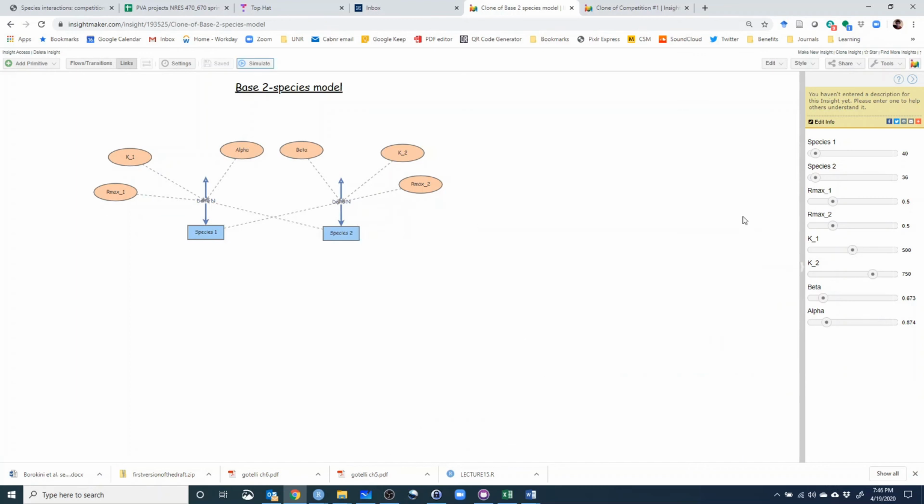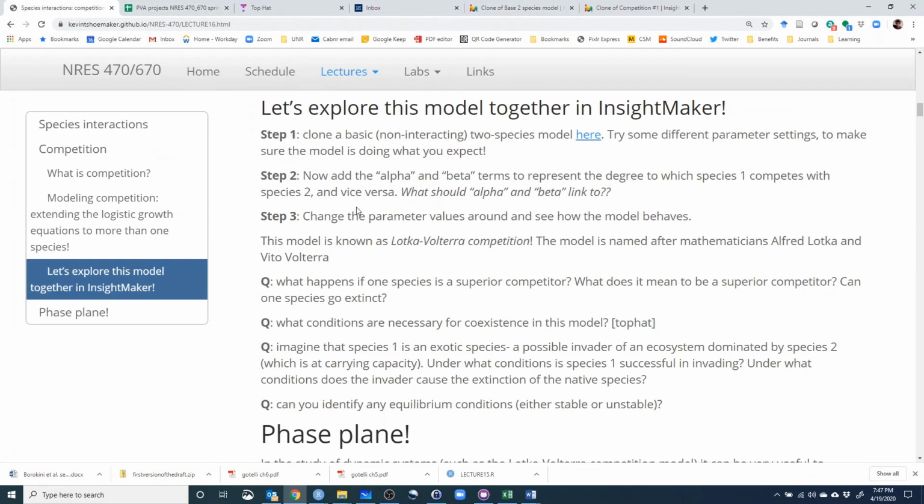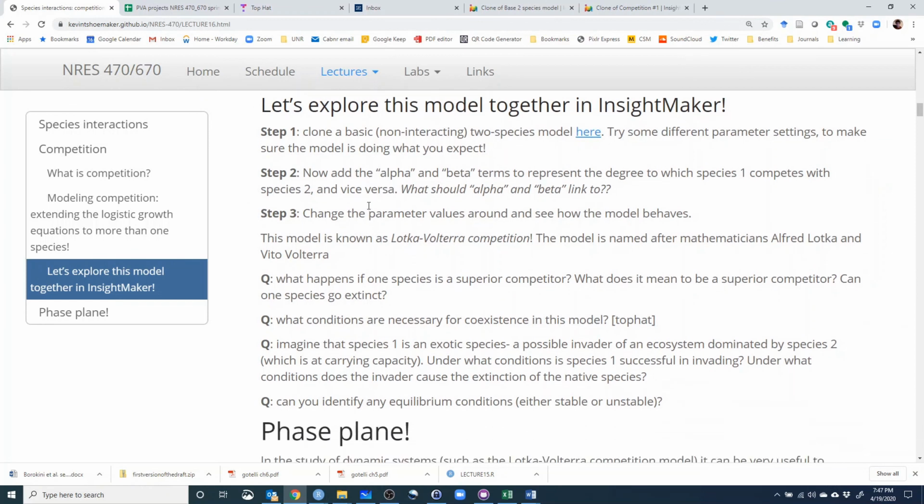At this point, I'm not going to go into great detail about why. We'll talk more about that in a few minutes, but what I'd like you to do is to play around with this system. So make sure you have a working competition model, and then go to the lecture webpage and let's start looking at some questions. What happens if one species is a superior competitor? What does it even mean to be a superior competitor? Can you identify some criteria that makes one species outcompete the other in terms of the alpha and beta, in terms of the carrying capacity of one species versus another? What does it mean to be a superior competitor?